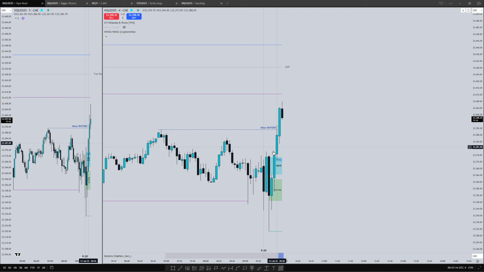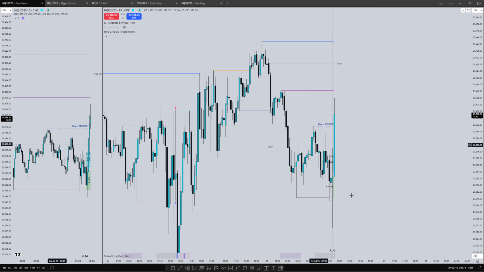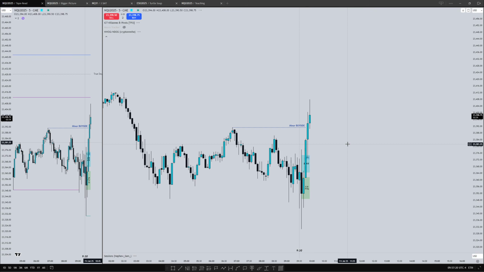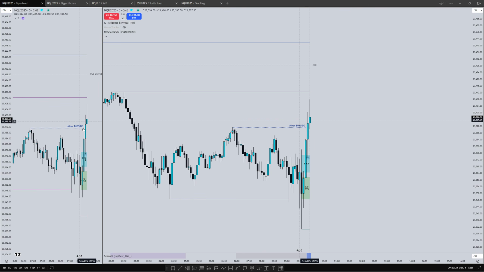Alright, so we did get the 4-minute gap in there. I want to see if we can come down and fill it. I'm watching the 15-minute breaker as well. 5-minute too looking clean. So we got 2 minutes left on this candle.